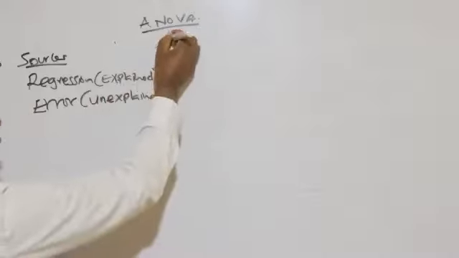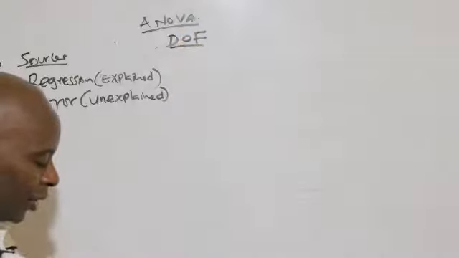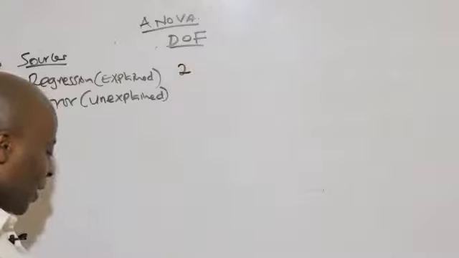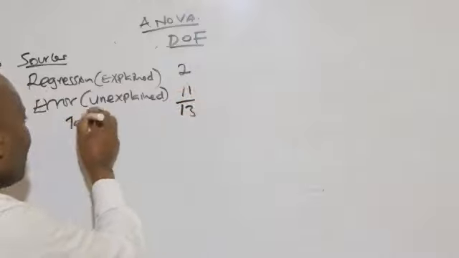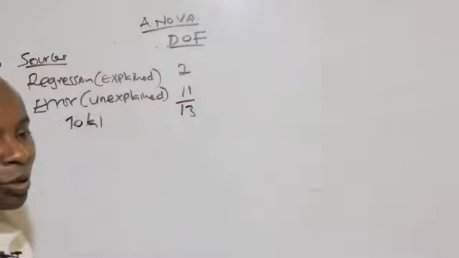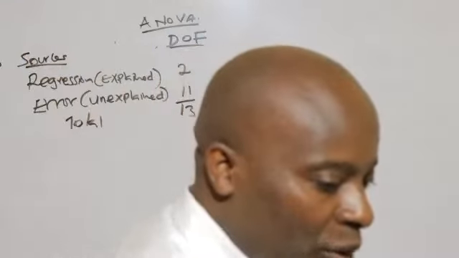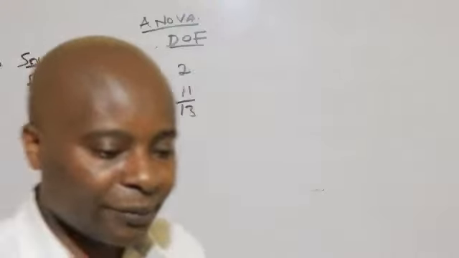So, ladies and gentlemen, from our yesterday's question, they have given us the DOF. DOF is the degrees of freedom. So here we have 2, here we have 11, and here we have 13 if you add, that is the total. Total is 13. Now go to the next column, which is called the SS.